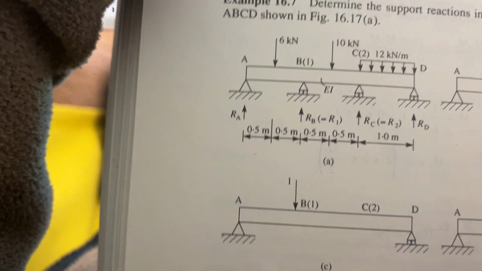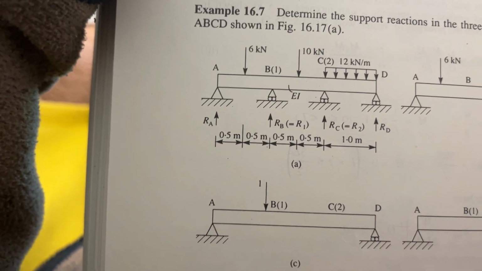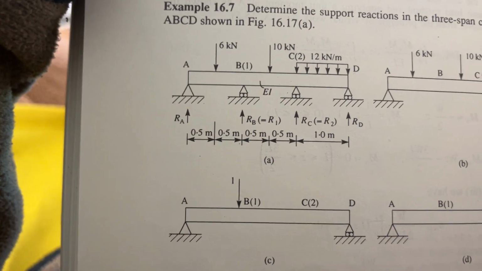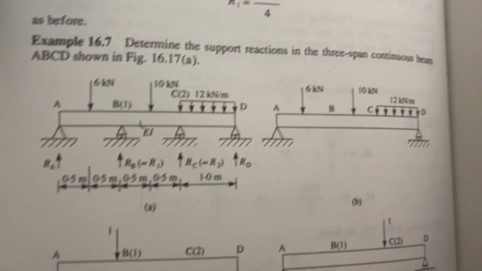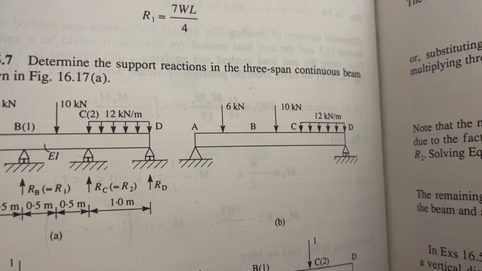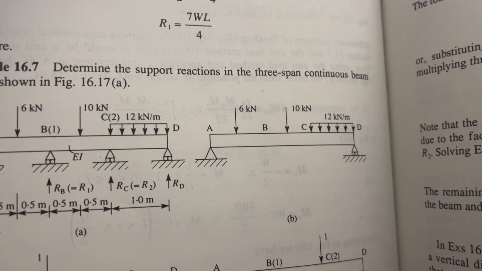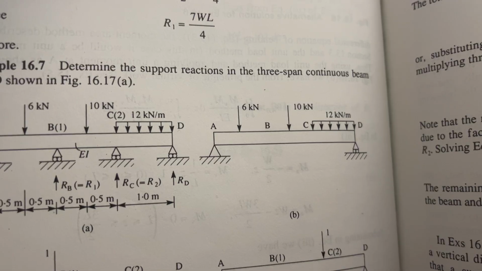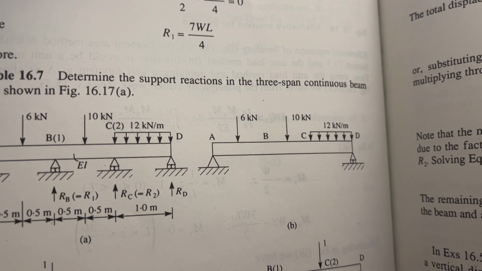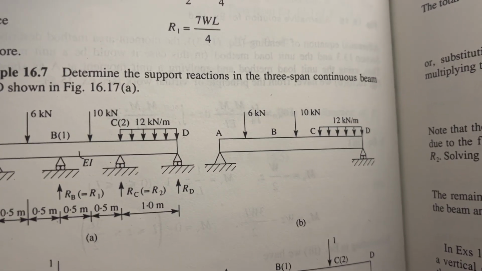So just quickly, you've got 6 kilonewtons, 10 kilonewtons, and 12 kilonewtons per meter for 1 meter. Spacings of 0.5, 0.5, 0.5, 0.5, 1 meters. The total load will be 12 times 1, plus 10, plus 6. That's 16 plus 12, that's 28 kilonewtons.